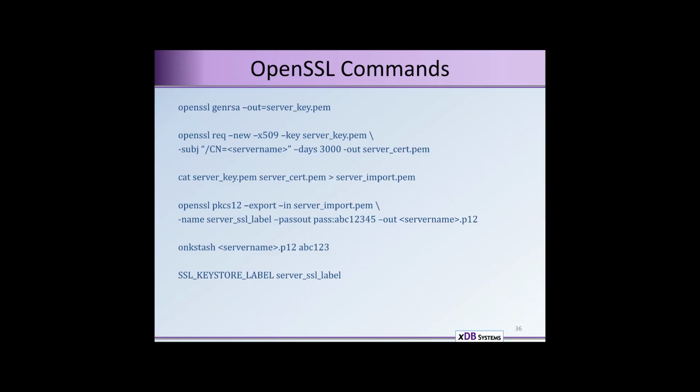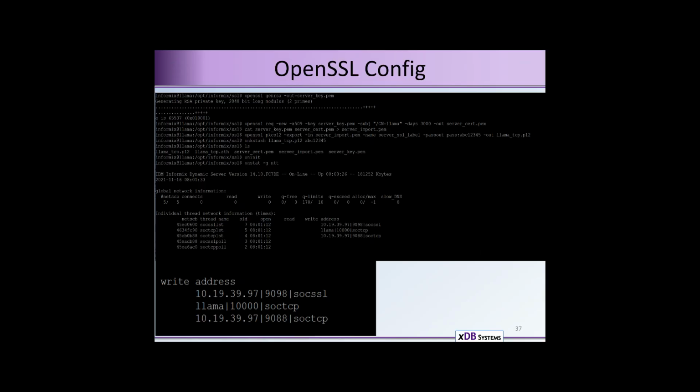With OpenSSL, by the way, it does not create the stash file by default. You have to use onKstash on the P12 file you've created and the password, and then it'll create the stash file for you. So same commands. I'm not going to read through them directly. They're here for reference. Our OpenSSL config, and I kind of do the example here where we're creating the server key store, we're stashing it, and then we bring up the engine, and then we see that it's using the SOC SSL listener, 9098 in this case.